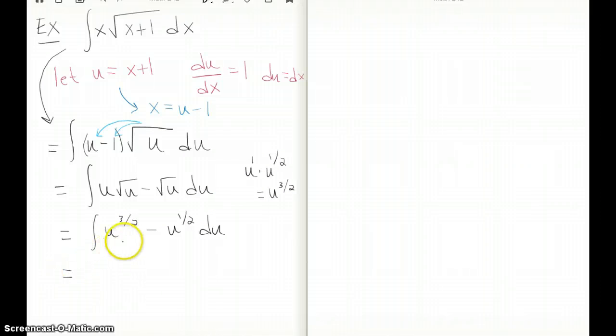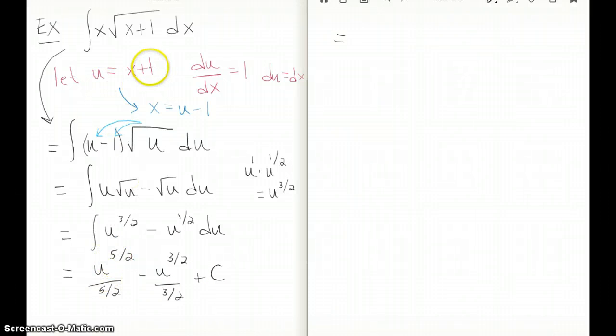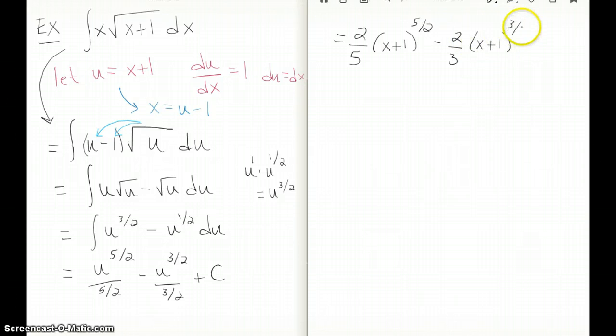Now we can do antiderivatives, because these are just powers of u. So this is u to the 3/2 plus 1, which is 5/2, over 5/2, minus u to the, add 1, that's 3/2 over 3/2, plus c. We can finish up this problem by replacing those u's with our choice in terms of x plus 1. And of course, if you want to flip the fractions, that's fine. So we would have 2/5 times x plus 1 to the 5/2 minus 2/3 times x plus 1 to the 3/2 plus c. And that's our final answer right there.